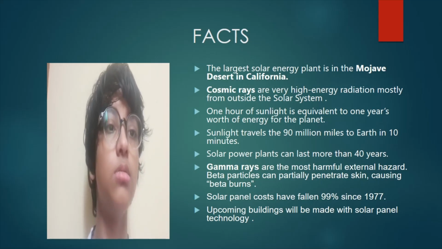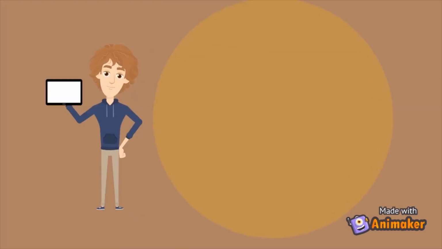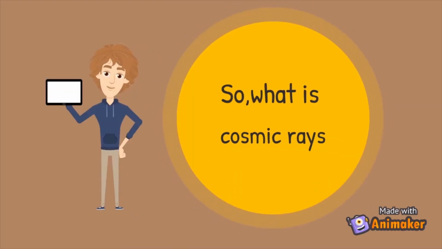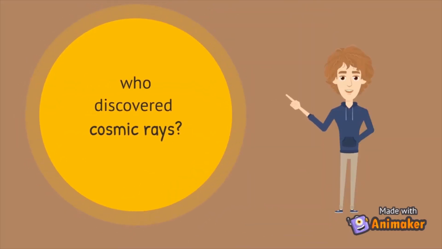Thank you. Hello there. Today we will learn about cosmic rays and their effects. Cosmic rays are high-energy protons and atomic nuclei that move through space at nearly the speed of light. Cosmic rays were discovered by Victor Hess in 1912 in balloon experiments, for which he won the 1936 Nobel Prize in Physics.